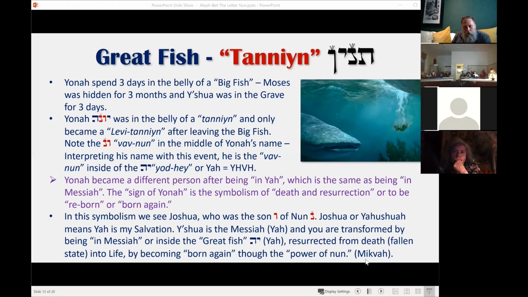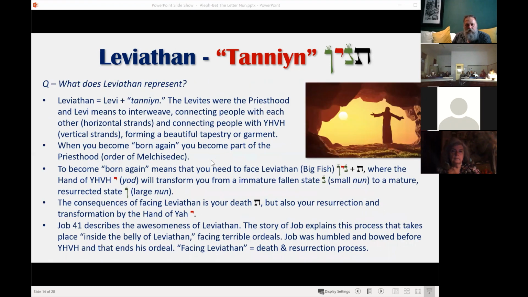So the power of the Nun is working within being in him, and the concept of being born again. Beautiful symmetry and picture language. Now, I chose this picture because it looked like someone who just walked out of the mouth of the fish, and they now see the light. So that's Jonah coming out of the fish, and he's now being enlightened, reborn.